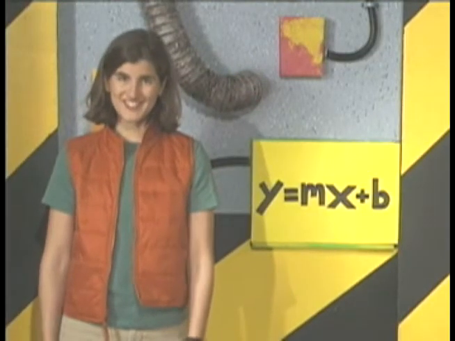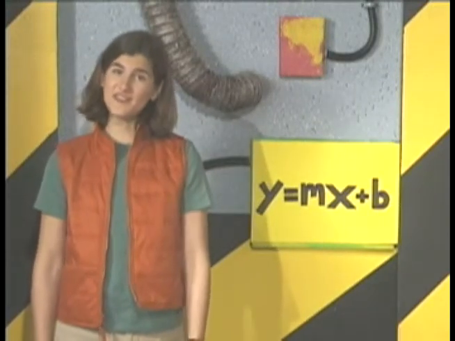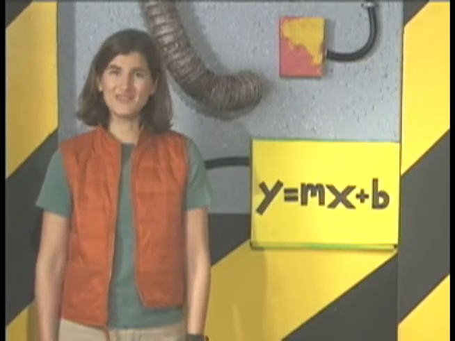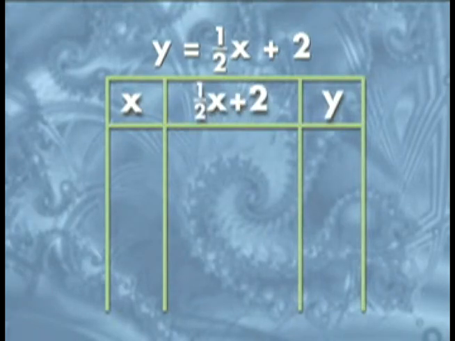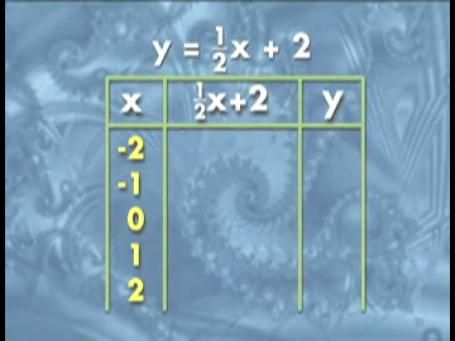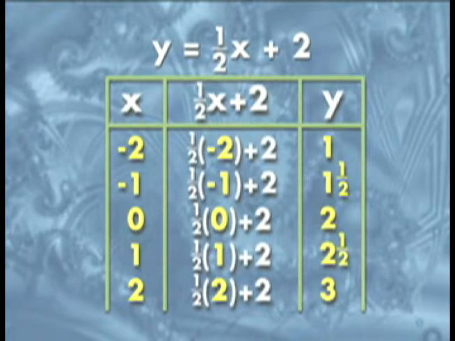One way to graph the equation y = 1/2 x + 2 is to make a table of values and plot the points from the table onto a graph. To make the table, we label one column x and one column y, and put the expression for y, 1/2 x + 2, directly from the equation into the middle column of the table. Then we pick several values for x, put each of those values in the expression, and evaluate the expressions to find corresponding values for y.